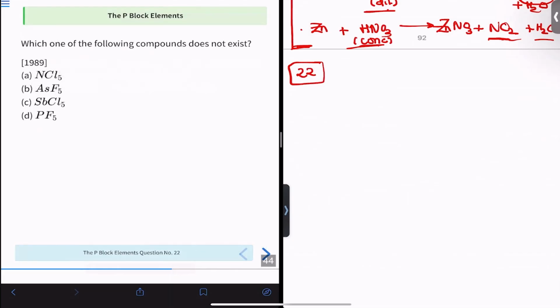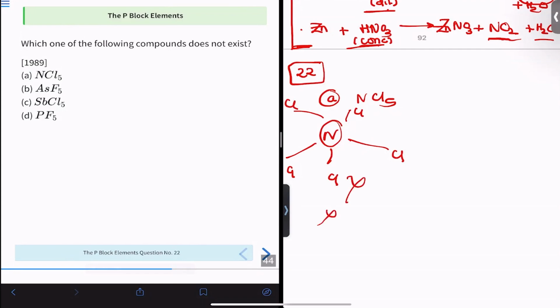Question number 22 says, which one of the following compounds does not exist? To check this, we have to look at all four options given here. The first option is NCl5. Can nitrogen make 5 bonds? Is it possible for nitrogen to make 5 bonds?